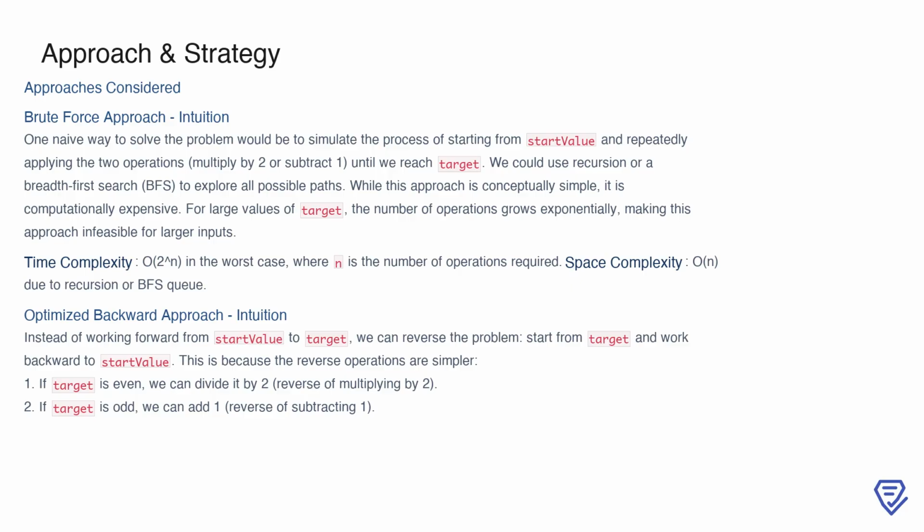On the other hand, we have the optimized backward approach. Instead of working from start value to target, we reverse the process. Starting from target, we can perform reverse operations, dividing by 2 if the target is even, or adding 1 if it's odd. These reverse operations allow us to simplify the problem and avoid exploring unnecessary paths.